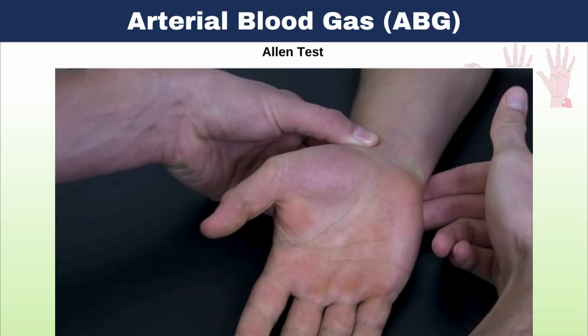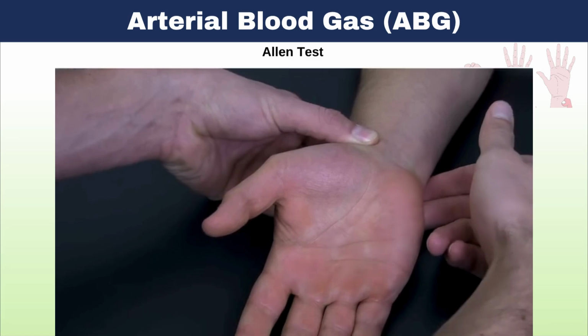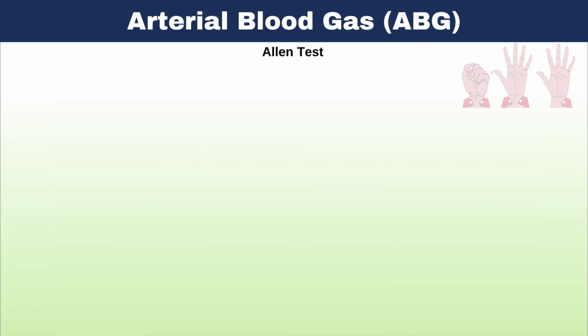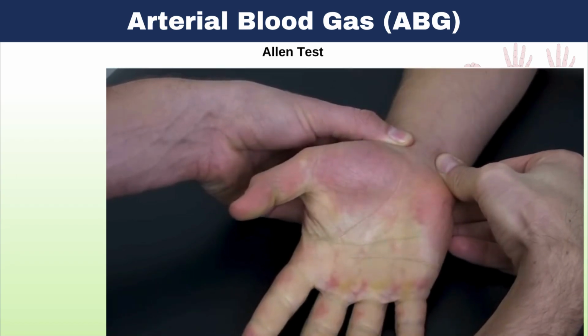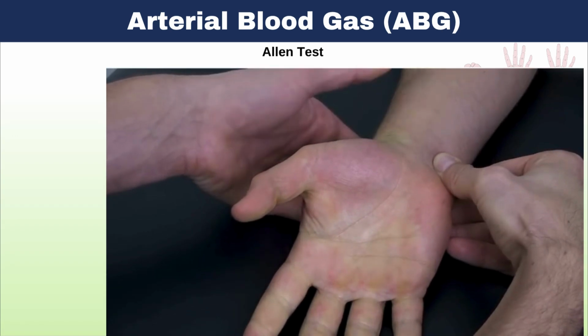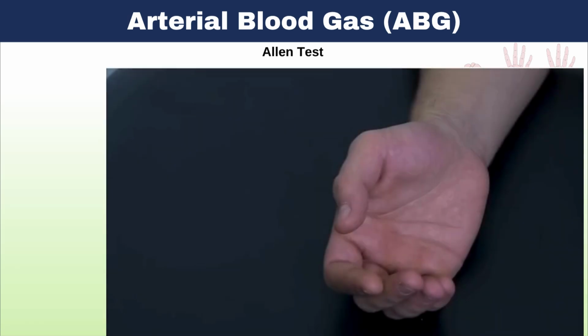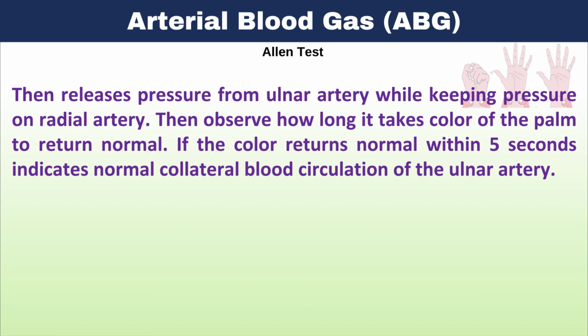The examiner then releases pressure from the ulnar artery while keeping pressure on the radial artery. Then observe how long it takes for the color of the palm to return to normal. If the color returns to normal within 5 seconds, it indicates normal collateral blood circulation of the ulnar artery. The same procedure is again performed for the other artery. Typically, hand recoloration takes about 5 to 7 seconds if adequate vascularity is present. If the color of the hand does not return to normal within 7 to 10 seconds, it means that the artery is not completely pervious.